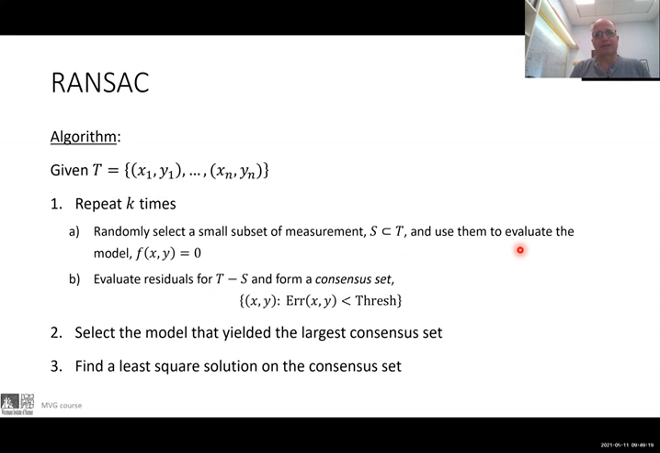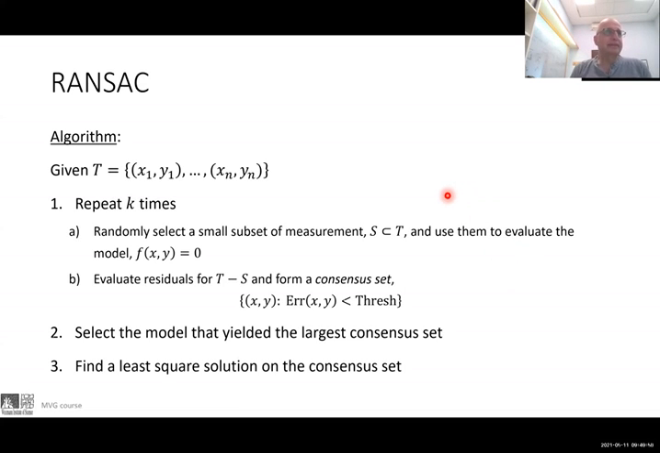Most other methods are based on a reweighting of the points, and many of them, not all of them, require initialization. Because of this initialization, they can deal with only 10% or 20% outliers. RANSAC can deal with more than 50% outliers, and even many more than 50%. That's why it's so useful in reconstruction problems.